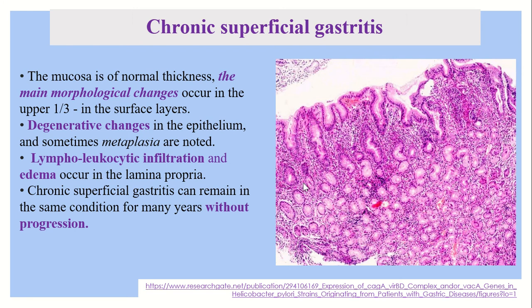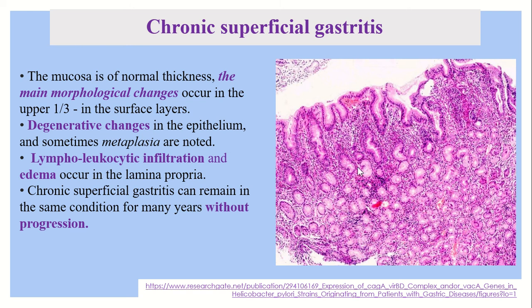The main morphological change occurred in the upper one-third of the surface layer. We can find here the degenerative change in the epithelium, but sometimes the metaplasia. But do not confuse this metaplasia with the intestinal metaplasia. The students mainly confuse this in the exam questions. This metaplasia we can sometimes note here, and the lympholeukocytic infiltration and edema occur in the lamina propria.